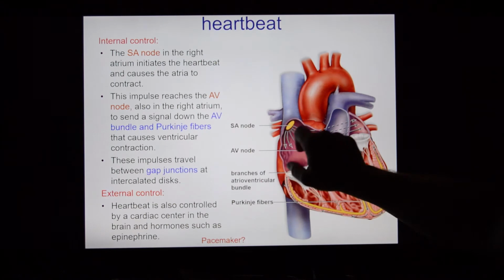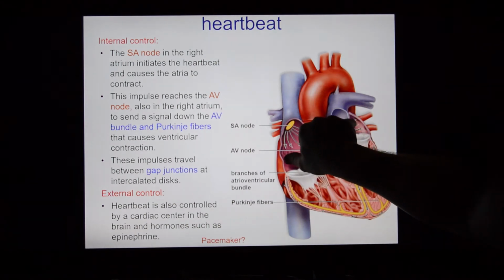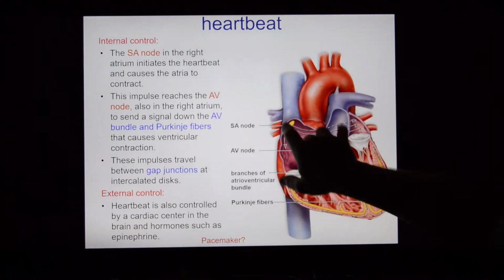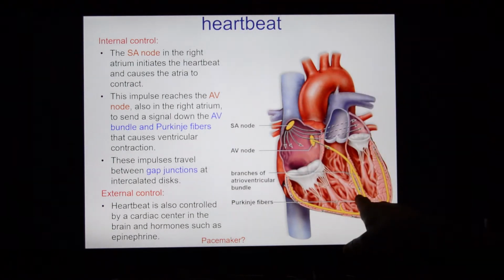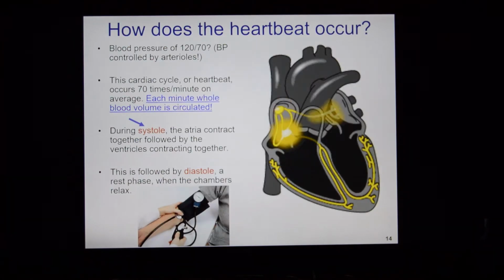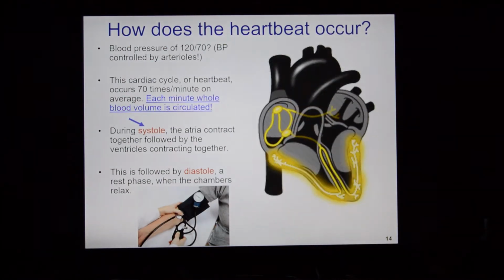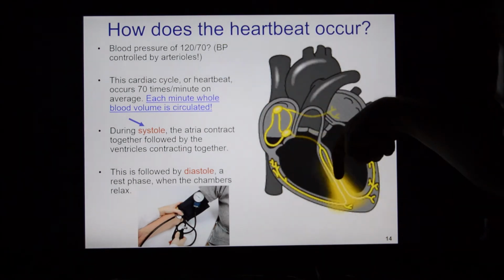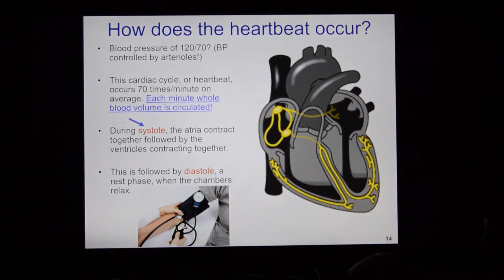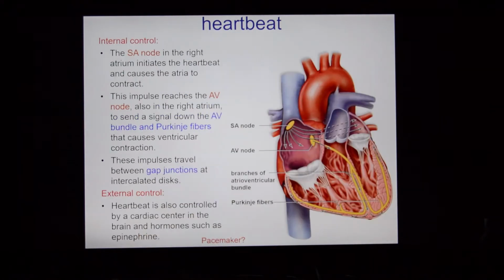This SA node causes the contraction of the atria, basically. All right, the SA node and the AV node are leading to the contraction of the atria, followed by a contraction of the ventricles. It looks like this, okay? It's a good example. You can see the SA node, followed by the AV node, down the bundle branches, and up the Purkinje fibers, okay? That's how heart rate works, using this system.